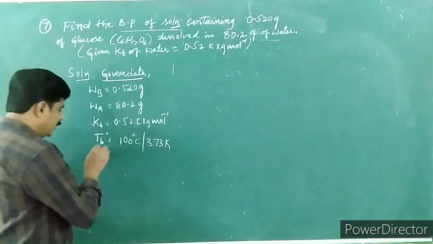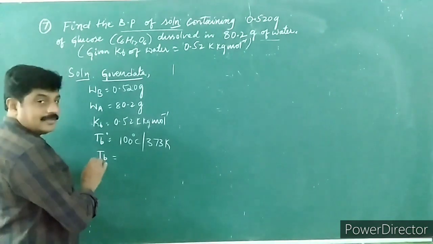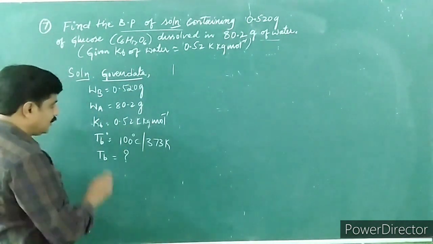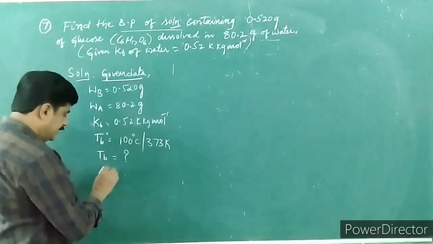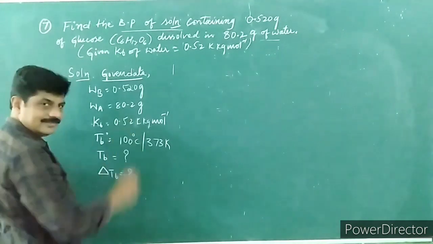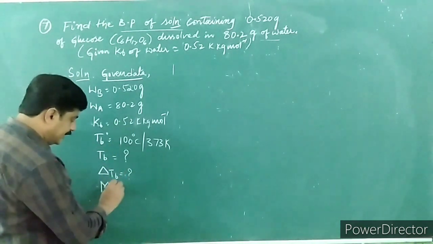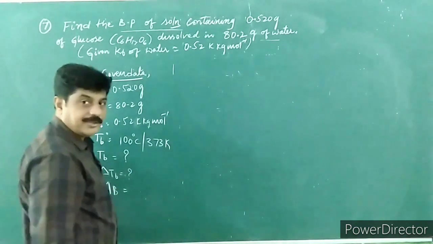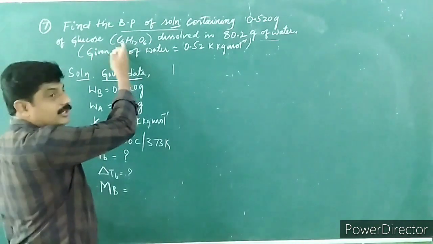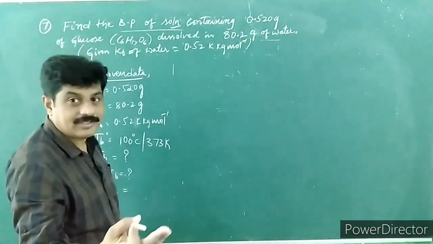Next, look at here. What are they asking? They are asking to find out TB, that is the boiling point of solution, that you need to find out. Remember, to find out this, you should know delta TB, that you need to find out by using the data. Not only that, in the expression of delta TB, there is MB. That means you need to calculate the MB. What is MB? Molar mass of solute. What is the solute here? Glucose. The formula is given here. By using the formula, you can calculate the molar mass. How do you find out that?